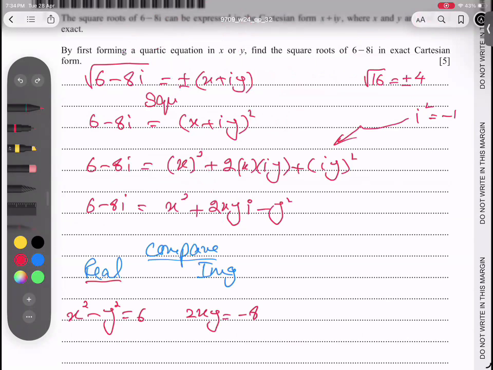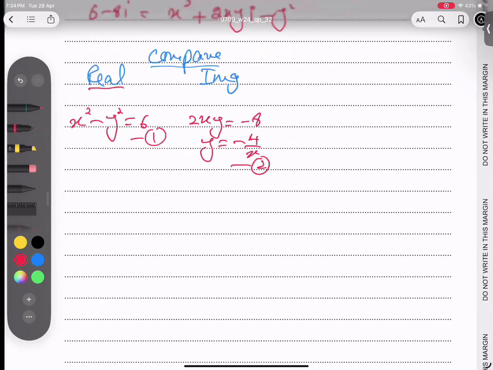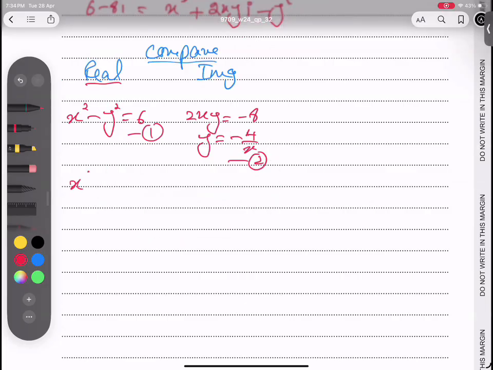So I think this part is done, and now we can solve them simultaneously, because we have our two equations here. First of all, in equation number 1, I make y the subject, so y equals negative 4 over x, which I call equation number 2. And this value I'm going to put here: x to power 2 plus negative 4 over x to power 2 is equal to 6. So x to power 2 minus 16 over x square is equal to 6.